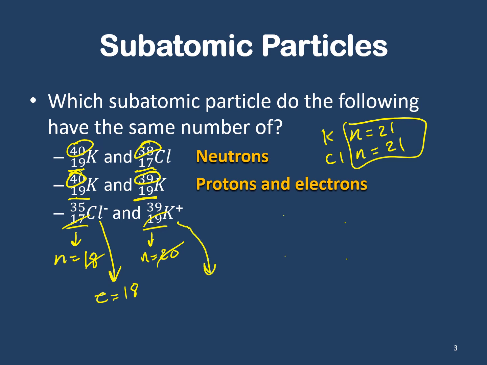The same thing is true here. The potassium has to have one less electron than it has protons because of its positive charge, which means it has 18 electrons. In other words, these two things only have electrons in common.